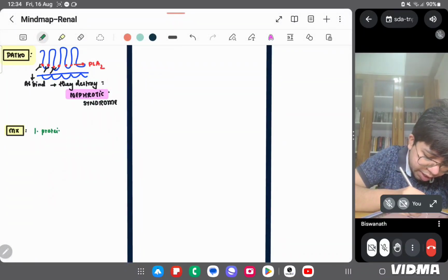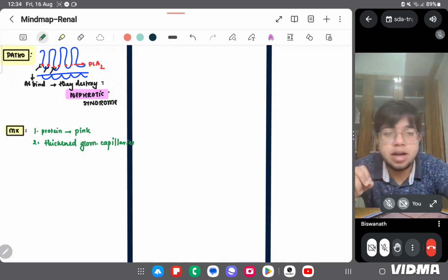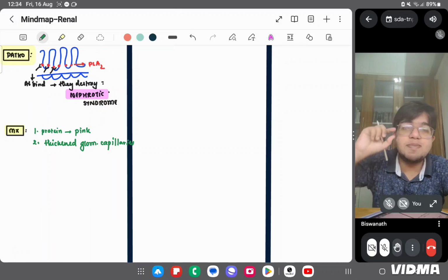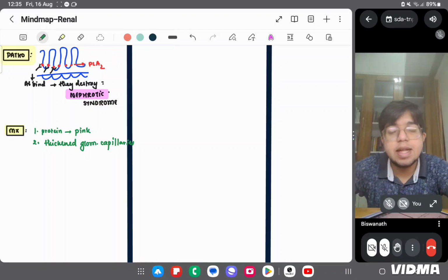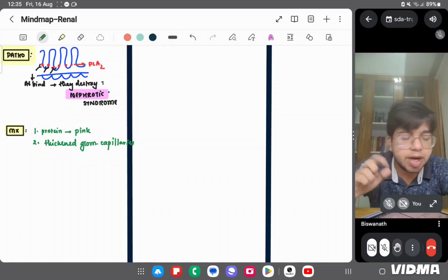Proteins will appear pink, and the second thing is that there are thickened glomerular capillaries. There is a stain done here. It is called a silver stain, and the appearance is characteristically called spike and dome appearance. There is a characteristic appearance associated with this condition. It is asked in your MCQ exams.